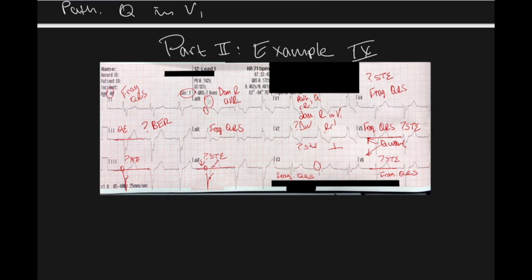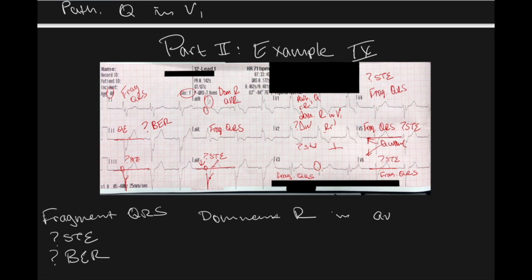So in all, we again have some odd fragmented QRSs. We have some ST elevation. Things that look like Burr. We have dominant R waves in AVR and V1. And we have absent Q waves in V5 to V6. Alright.